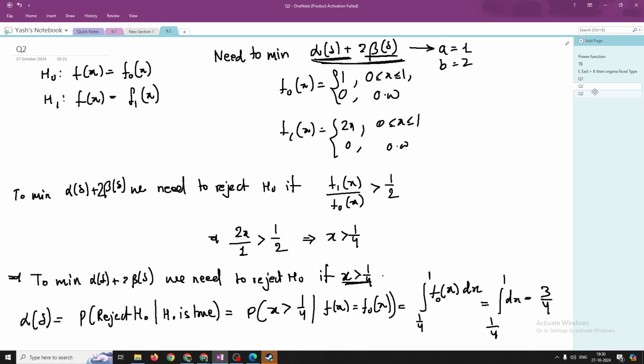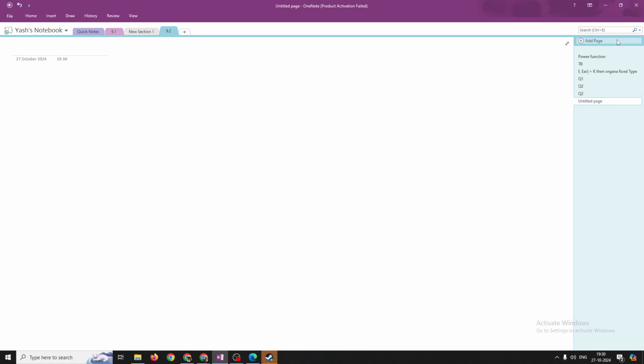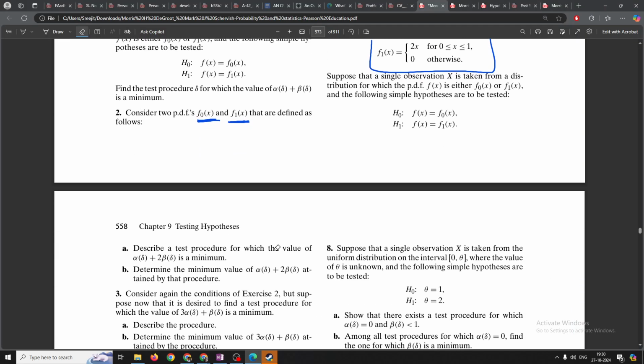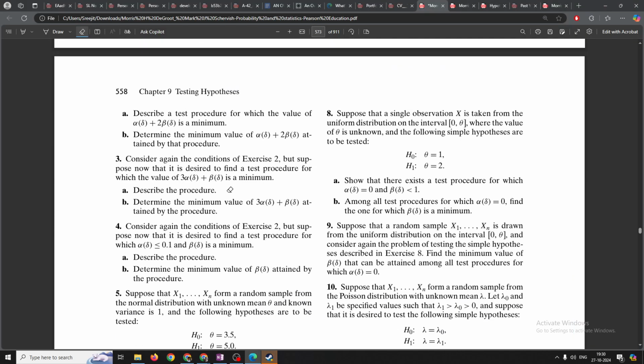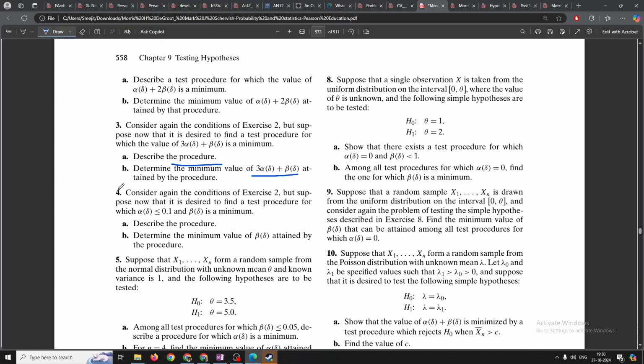At least the questions at the start are very easy. So you do the same thing and you get the answer. Question number 3 also, you do the same thing. Again, determine the procedure, determine the minimum value of this. Same thing, you guys should try this. Question number 4 is again the same.